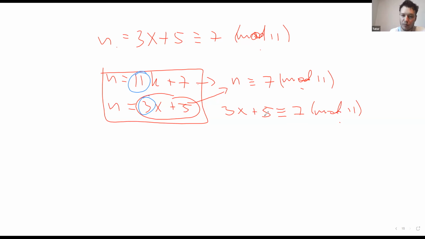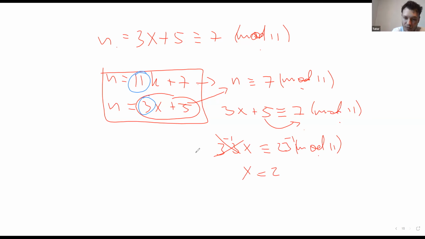How can you solve it? Well, clearly move 5 to the other side. So you get 3x is congruent with 2 mod 11. Now the question is, how can we solve this? Well, we see that 3 and 11 are coprime to each other. So I can multiply by 3 inverse on both sides. If I multiply by 3 inverse on both sides, this 3 would cancel, so I just get that x is congruent with 2 times 3 inverse, which is 2/3 mod 11.